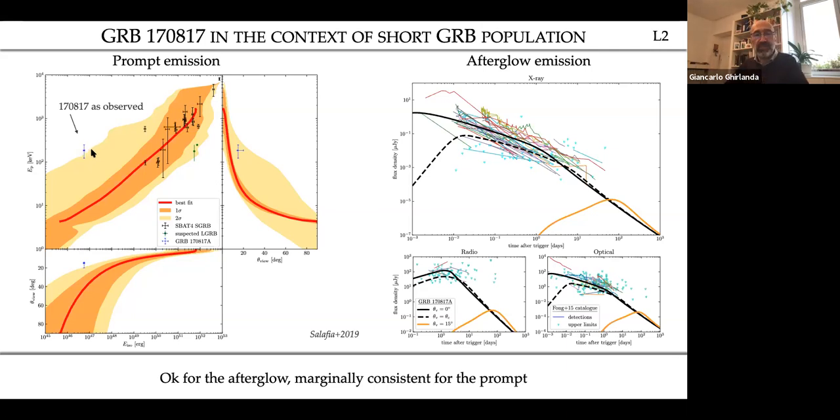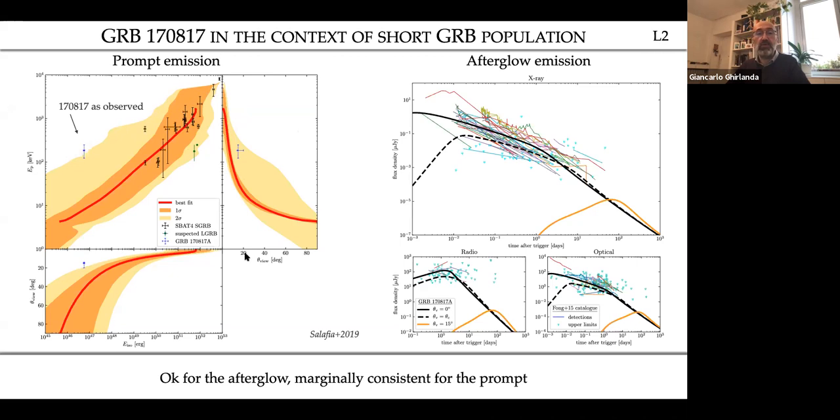So you can use the argument in two ways. For the prompt, I reverse the way, okay? You can work also the other side. You take 1708-17 and you go to see where it would lie if observed on axis, and it would be somehow apart from the distribution of the other bursts, okay? And so there is this marginal consistency, which is given the viewing angle.